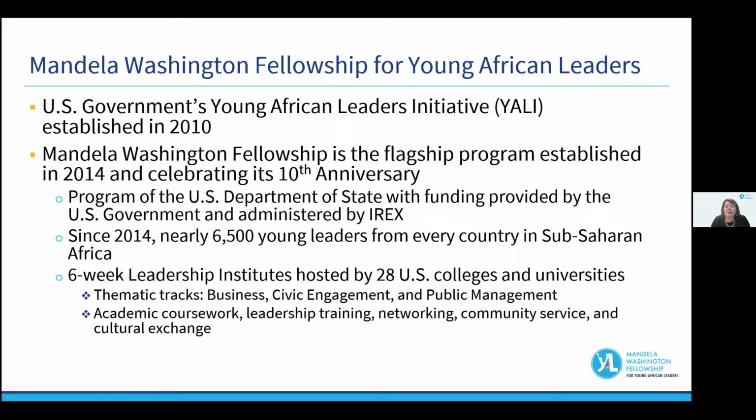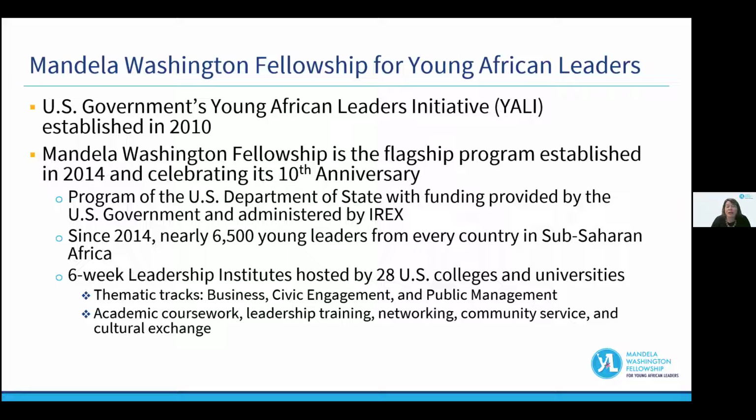Since 2014, nearly 6,500 young leaders representing every country in sub-Saharan Africa have participated. And the primary component of the fellowship is the 6-week Leadership Institute. So our fellows come to the United States. They are hosted in groups of 25 at U.S. colleges and universities across the country.